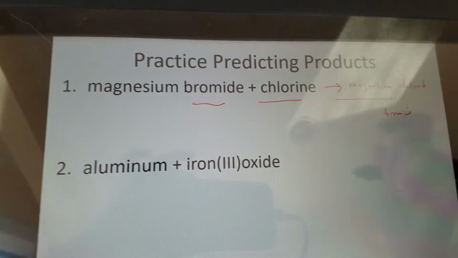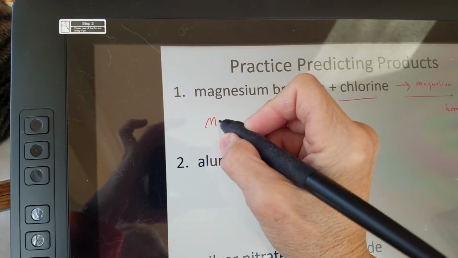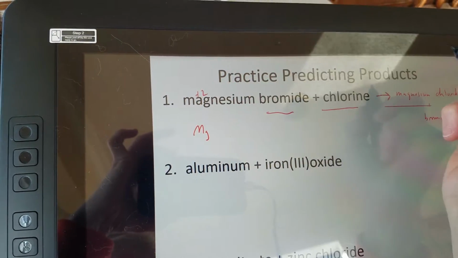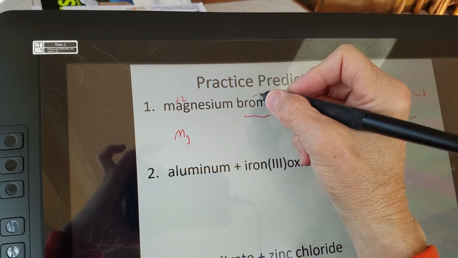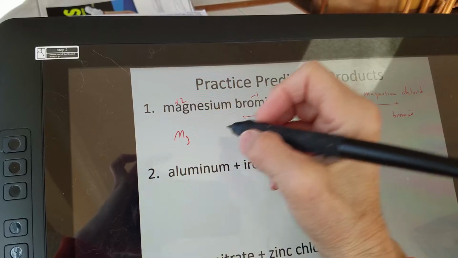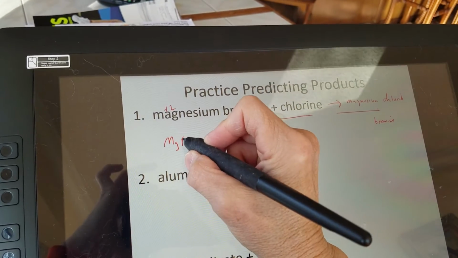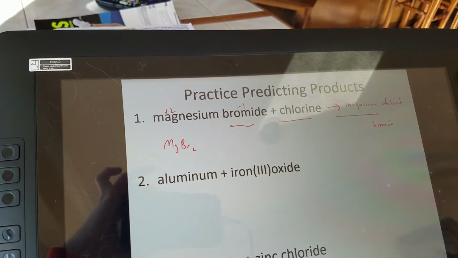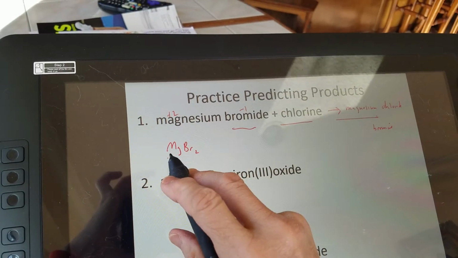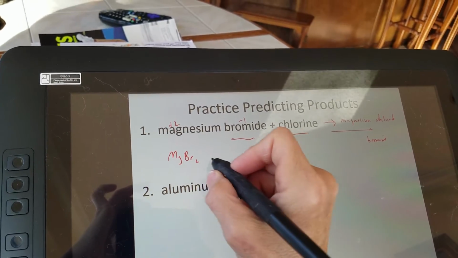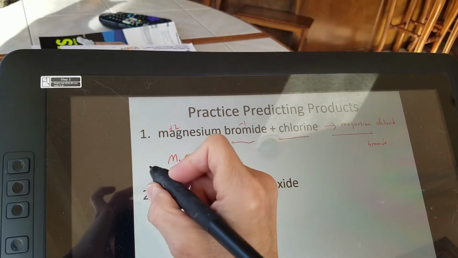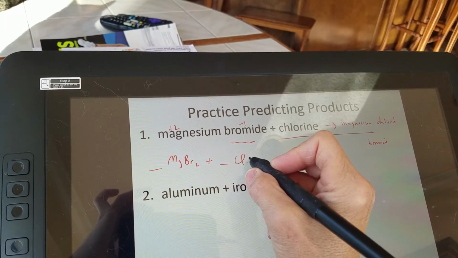So if I wanted to complete this out, I would have my magnesium. Magnesium always has a +2 charge. It's in the second column on your periodic table. Bromine has a -1 charge. It's a halogen that's in that 7. So I'd have to put a 2 here to balance that off so that I have +2 for the magnesium. -1 times 2 gives me -2 for the bromine on this side. Chlorine, when it's by itself, remember, is diatomic.